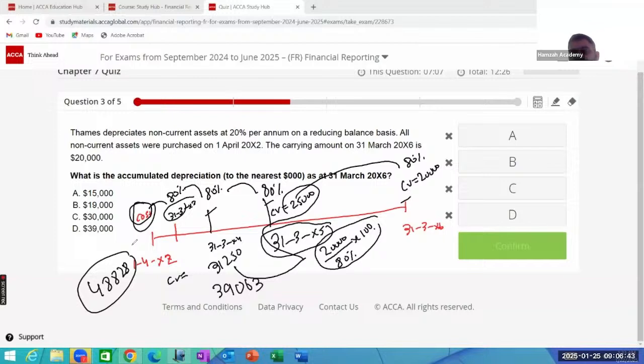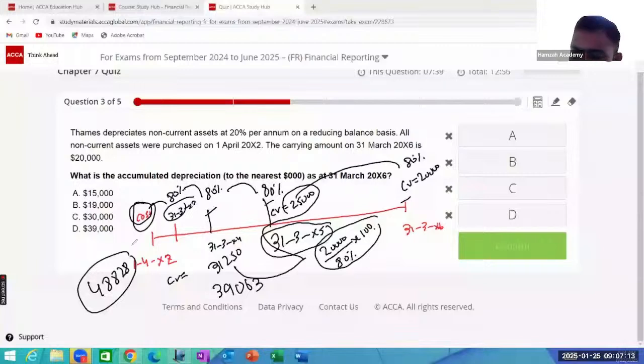48,828 is the cost of the asset. So you purchase this asset at 48,828 on 1st April X2. Then 80% at 31st March X3 is the first carrying value. Then at X4, 80% of the X3 carrying value, and X5, 80% of the X4 carrying value, and X6, 80% of the X5 carrying value. That is basically reducing balance.